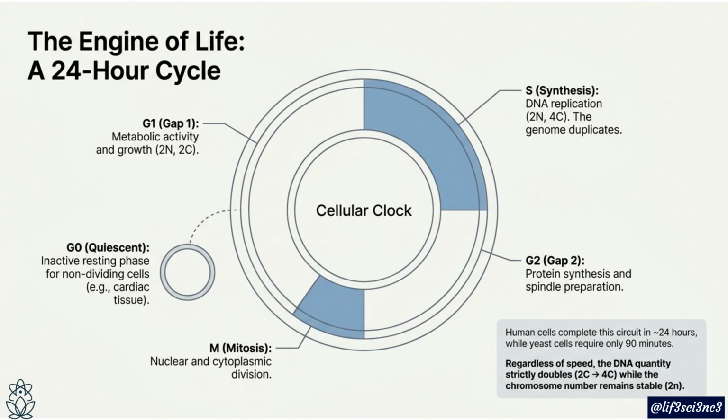It includes four main phases: G1, S, G2, and M. G1 is for growth, S for DNA synthesis, G2 for preparation, and M for division. Some non-dividing cells enter the quiescent G0 phase.